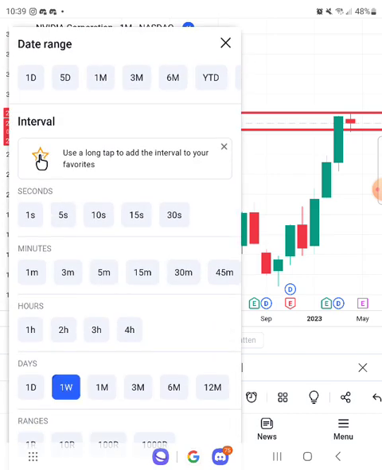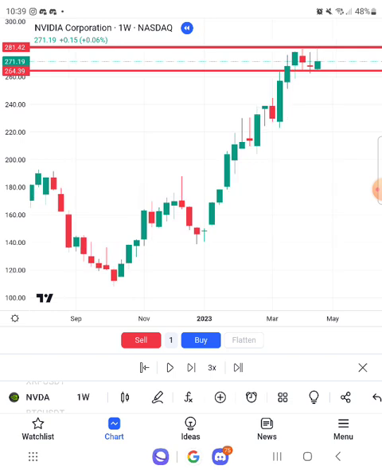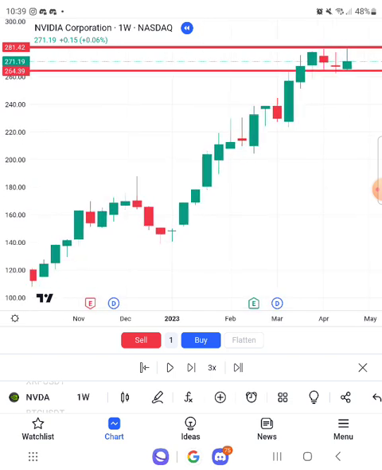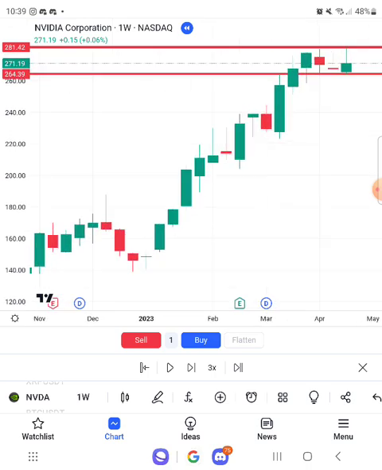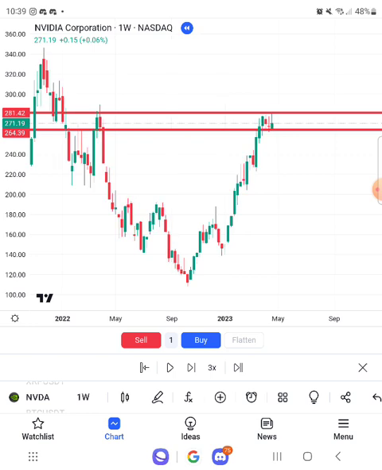Let's go to the weekly. In the weekly time frame, one candle represents one week. So for the whole week, we see that we are still in that particular zone. You see, this zone is very strong. We have it in the monthly, we have it in the weekly, we have it in the daily.